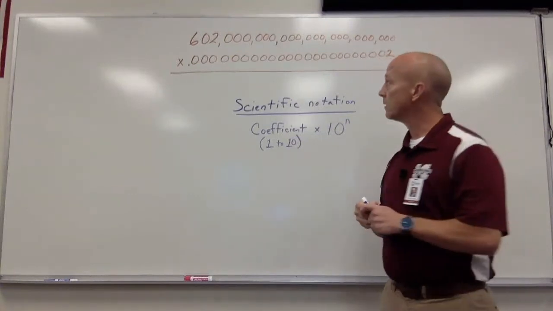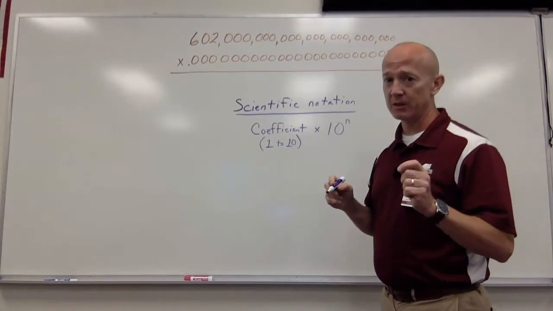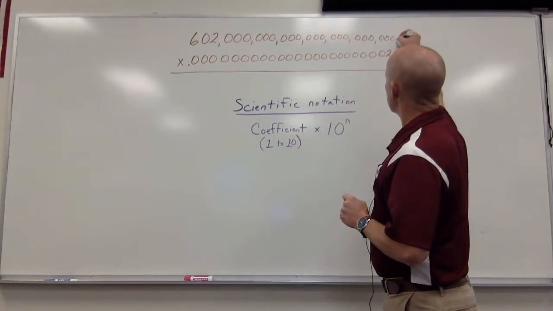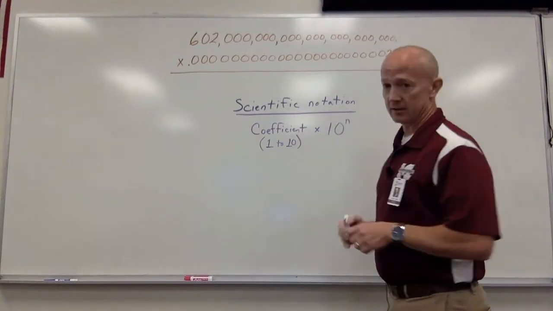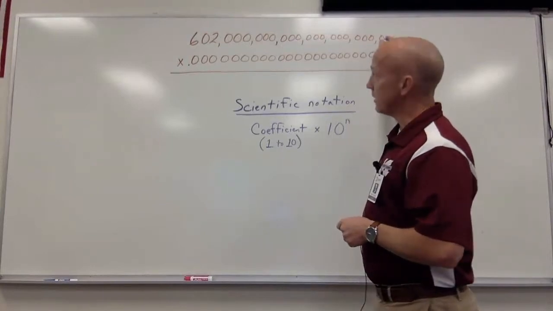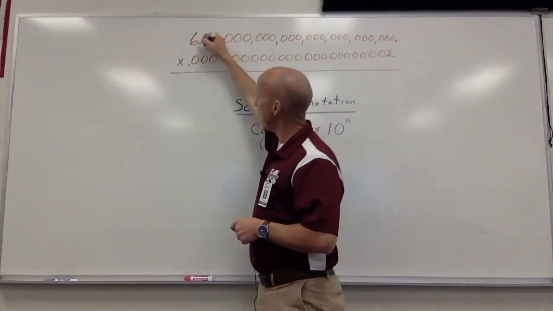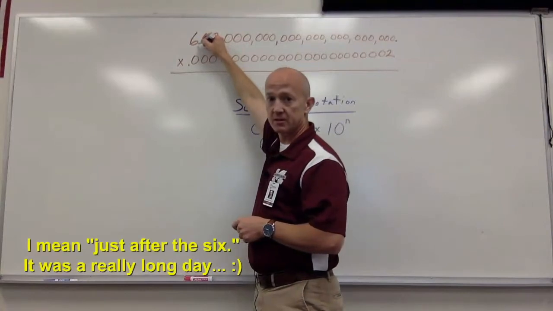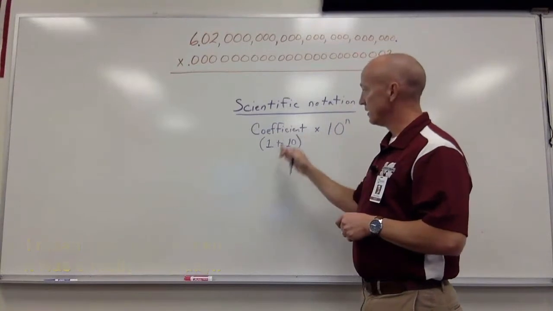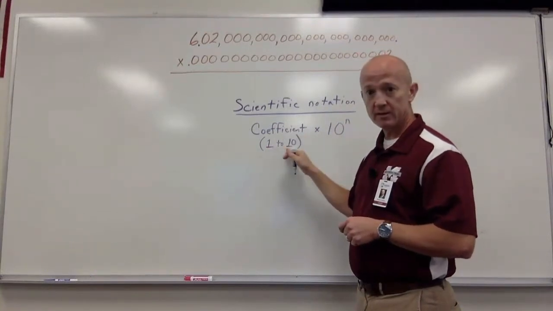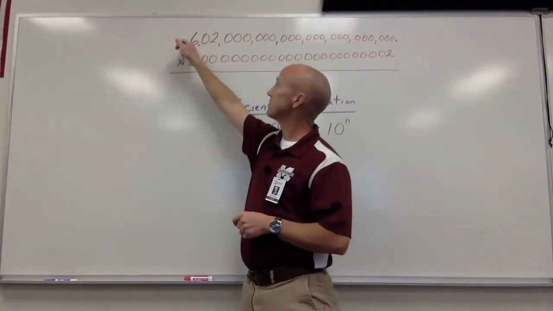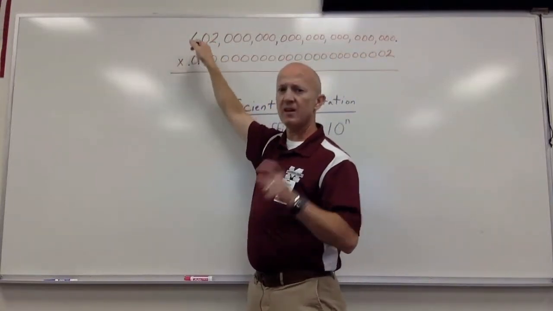We start by thinking about where the decimal is on each number. Now, for this large number, let's just imagine the decimal is right here at the end. So, we're going to move the decimal over enough places to where we have it just before the 6. Why? Because the coefficient in our scientific notation needs to be between 1 and 10. So we don't make it 60, we don't make it 0.6, we say 6. Like this.